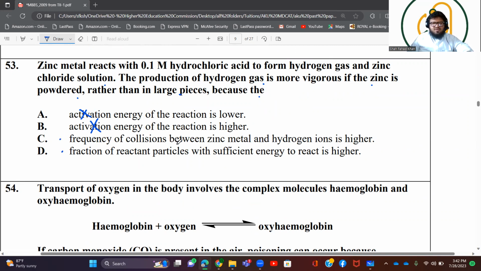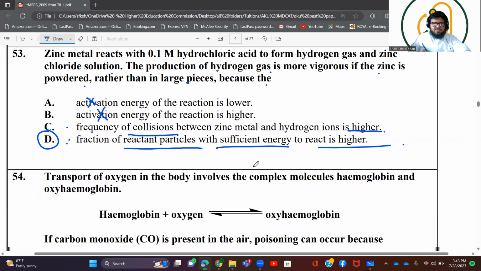Now, in C, frequency of collisions is higher. Definitely it is higher. What about D? Fraction of reacting particles with enough energy to react is higher. So this one is a better answer because it mentions this concept of energy as well, because even if the collisions are very high, if the energy with which they're colliding is low, nothing will happen. You won't get the product. So only option D is the best answer, because if you are colliding against another molecule with enough energy, only then will you be able to get the product successfully.